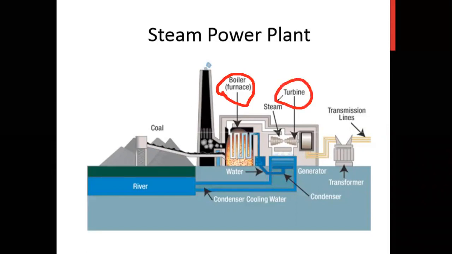The main important part is the turbine. The third one is the condenser, and another one which is missing here is the pump. So there are mainly 4 important and major parts of the steam power plant.